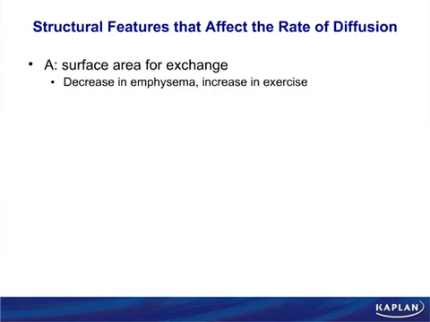All right, let's talk about some structural features that will affect the rate of diffusion. First is surface area. Remember, diffusion is directly related to surface area. If surface area goes down, then diffusion goes down. If it goes up, then diffusion goes up. 2 big ones for the Step exam here will be emphysema, where there's a decrease in surface area, thus a decrease in diffusion. In exercise, we increase the surface area, and thus there will be an increase in diffusion.